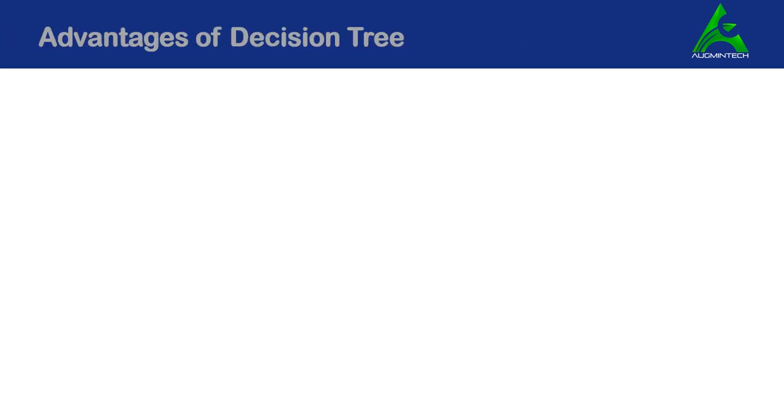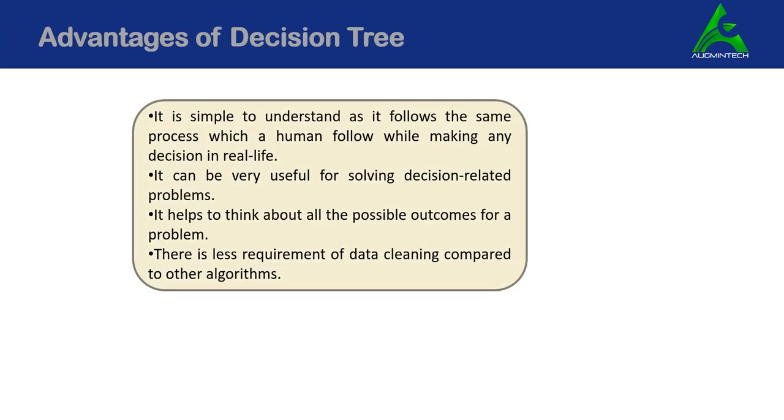Now let's have a look at the advantages of decision tree. It is simple to understand as it follows the same process which a human follows while making any decision in real life. It can be useful for solving decision related problems. It helps to think about all the possible outcomes for a problem, and it requires less data cleaning compared to other algorithms.